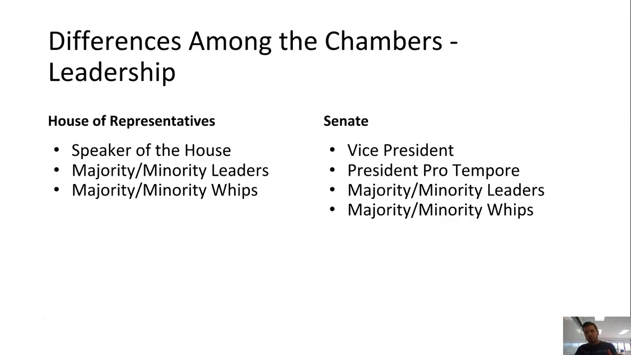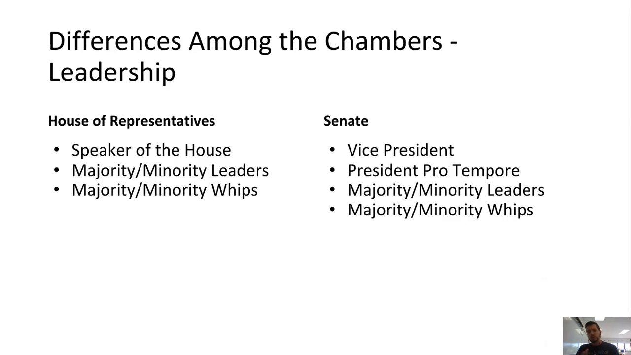And the whips are actually like assistants to the leaders. They will make sure that everybody votes as they should, along with the party. And they can offer party endorsements or political favors, anything like that that is going to convince people to vote along with the party. They'll use that to sway people one way or another.